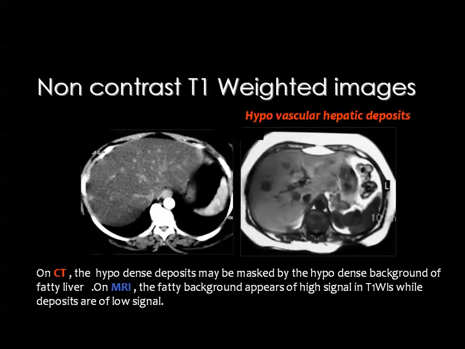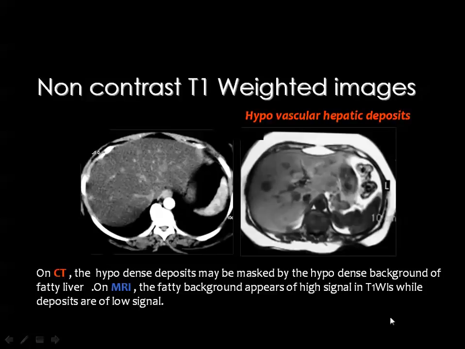Once more, in the CT scan, I have mentioned that whenever the liver is fatty, it is relatively hypodense compared to the spleen. Then what happens if this liver contains metastasis? The metastasis, as you know, in the liver will also be of hypodense appearance, then the hypodensity of the liver will mask the hypodensity of the metastasis.